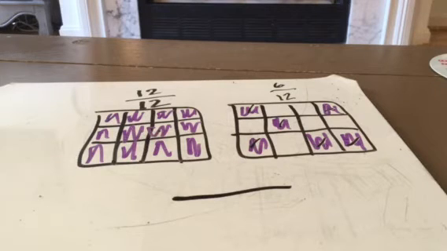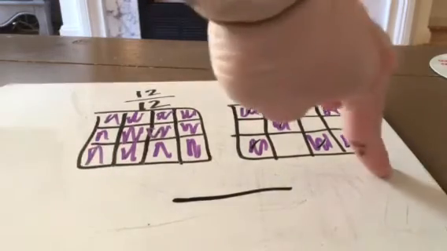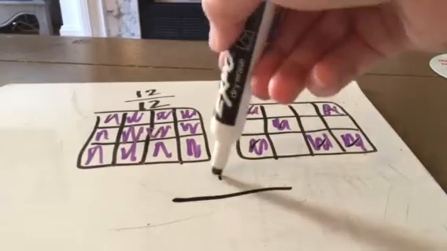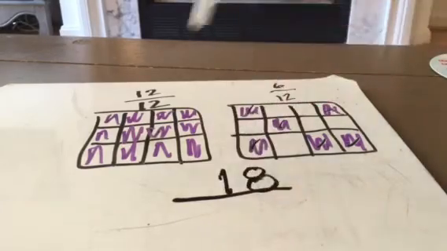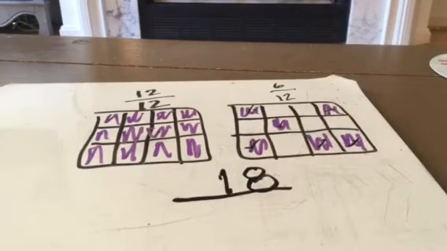Okay, so anyway, back to improper fractions. I have 12 pieces shaded in on this one and 6 pieces shaded in on this one. So that's a total of how many pieces? Well, 12 plus 6 is 18, and we can count them if you want. 12, 13, 14, 15, 16, 17, 18.